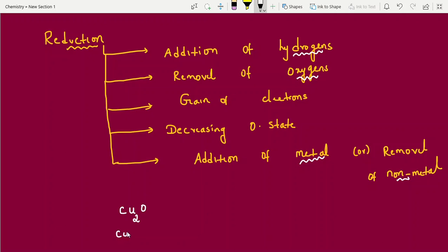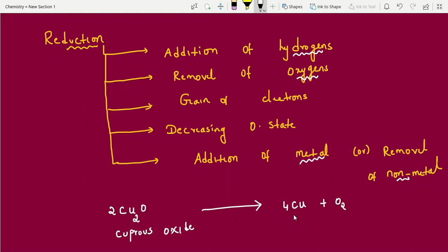Cu2O. This is cuprous oxide. On heating, what will you get, students? Copper plus oxygen. Can you write the balanced reaction? 2 twos are 4. 2 oxygens here, 2 oxygens here.